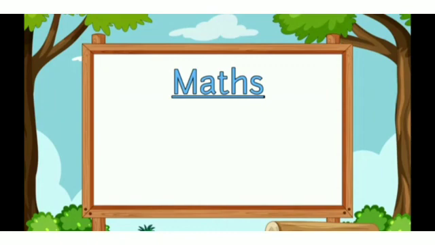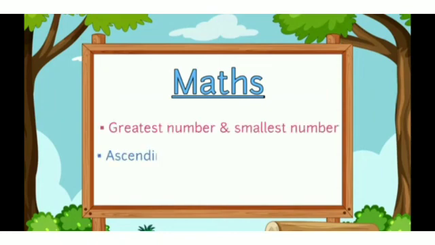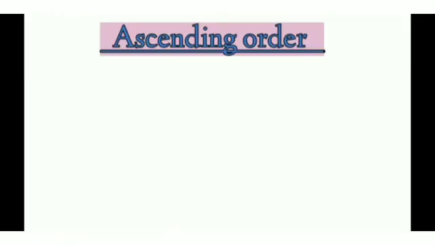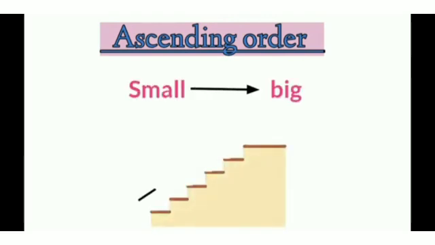Today in maths class, we will learn greatest number and smallest number along with ascending order and descending order from 1 to 50. Ascending order means arranging numbers from small to big. When we move from downstairs to upstairs is called ascending order. Children, always remember that in ascending order, numbers always keep on increasing.